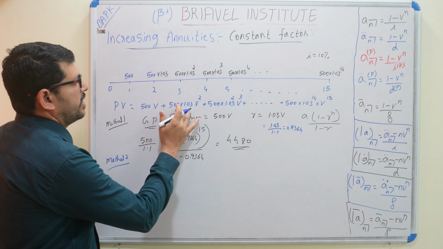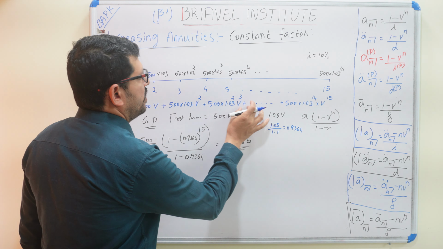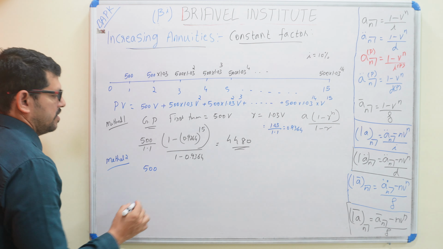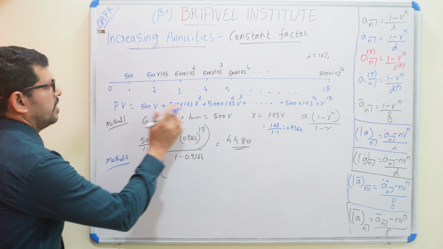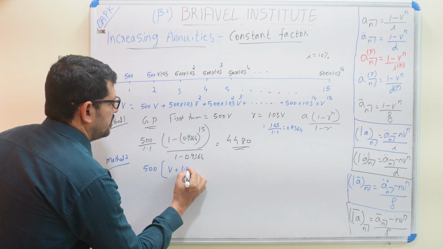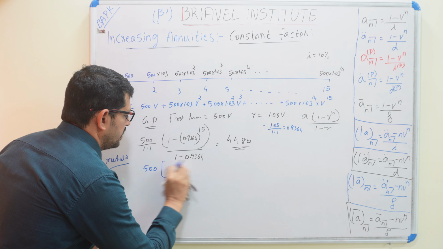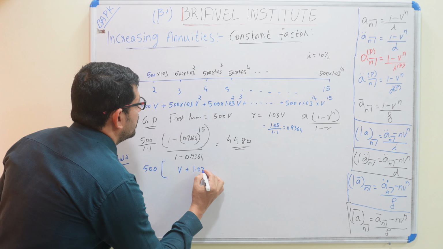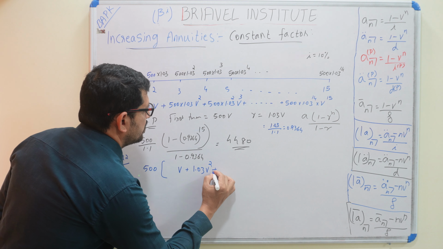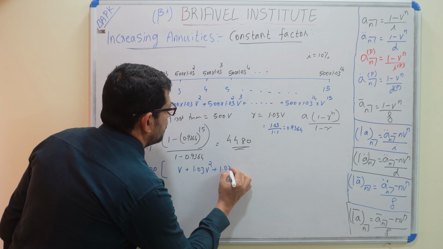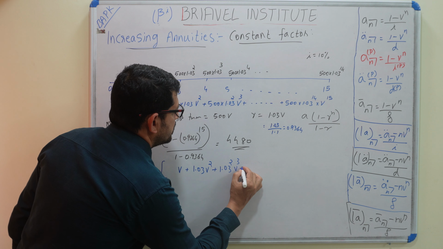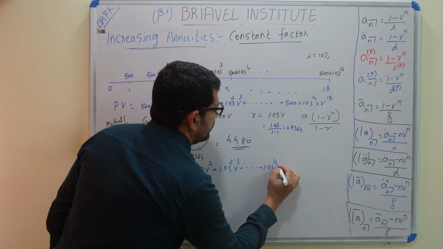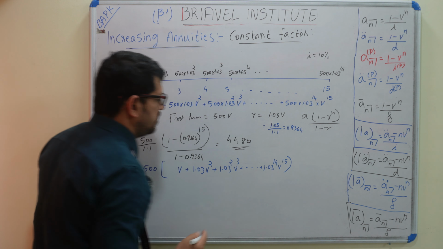So 500 v square, 500 1.03 v cube. I'm just taking 500. If I'm taking 500, what will be the outstanding? I'm just taking v plus 1.03 v square plus 1.03 square v cube plus up to 1.03 raised to 14 v raised to 50. So this is the outstanding.